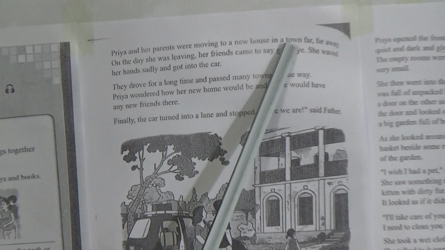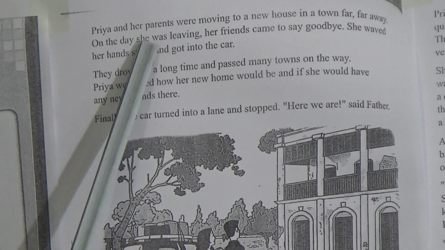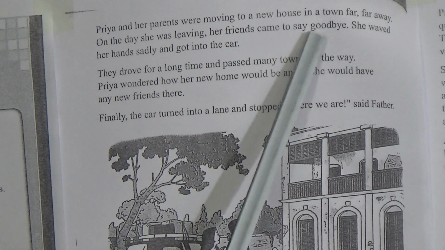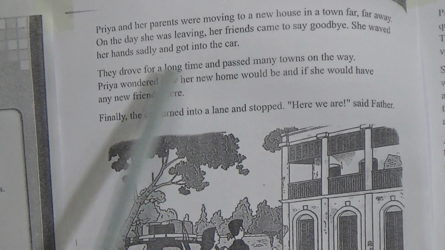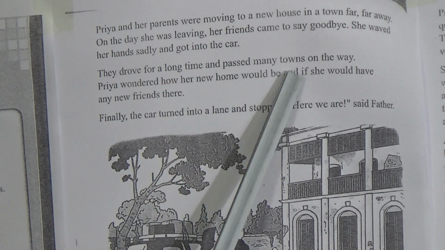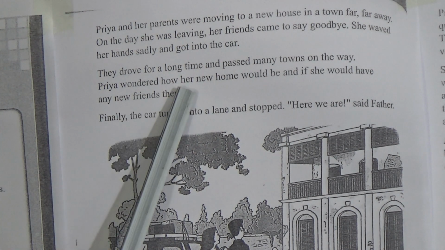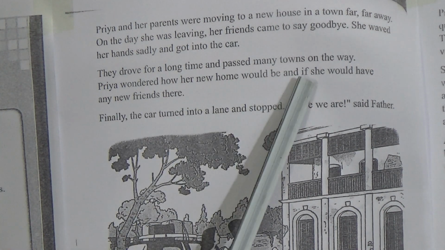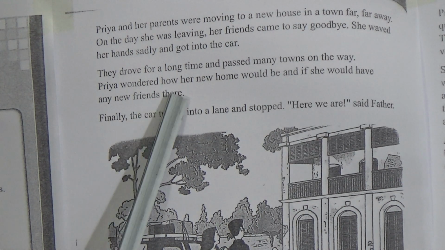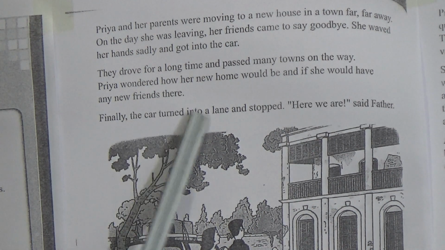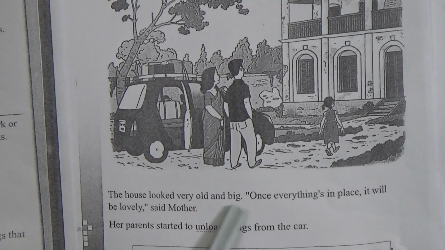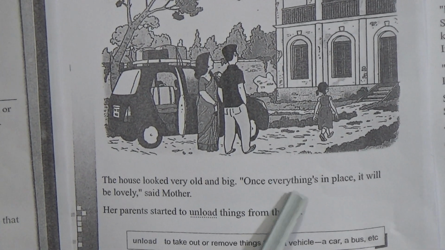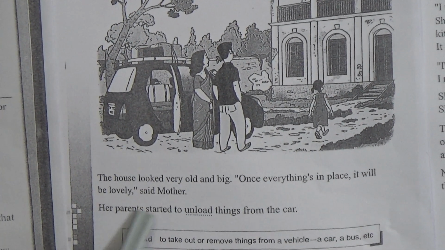Priya and her parents were moving to a new house in a town far, far away. On the day she was leaving, her friends came to say goodbye. She waved her hands sadly and got into the car. They drove for a long time and passed many towns on the way. Priya wondered how her new home would be and if she would have any new friends there. Finally, the car turned into a lane and stopped. "Here we are," said father. The house looked very old and big. "Once everything's in place, it will be lovely," said mother.